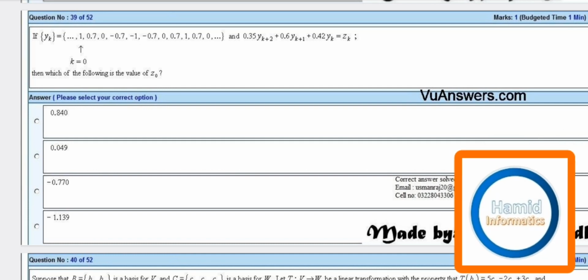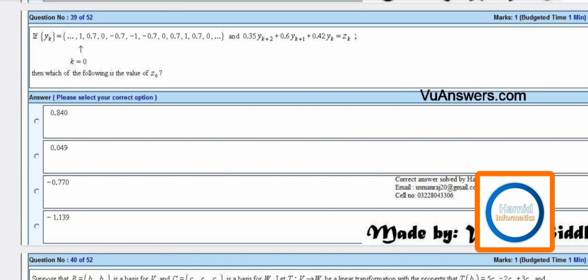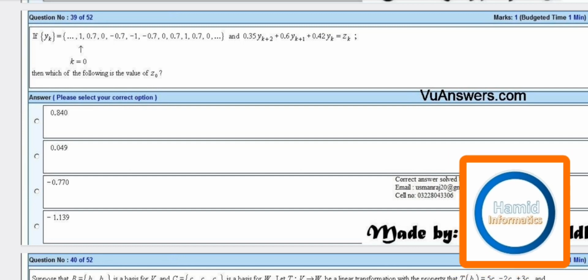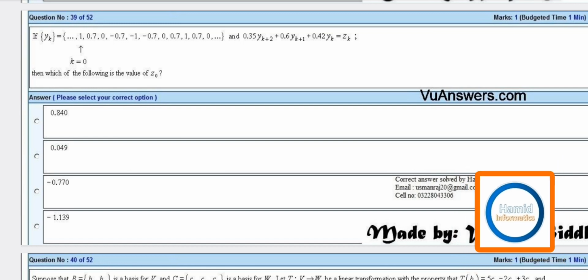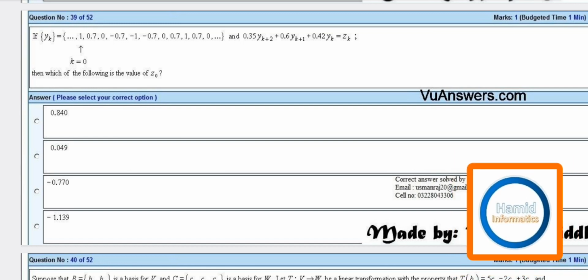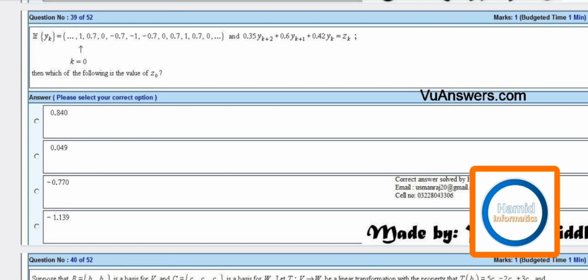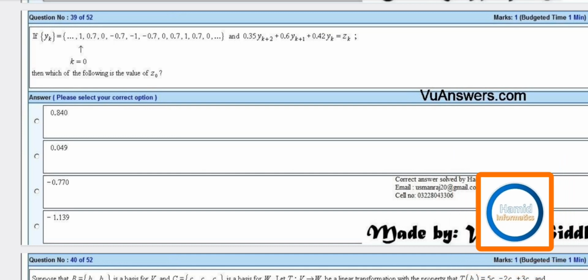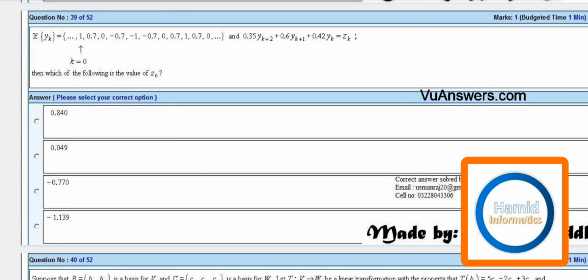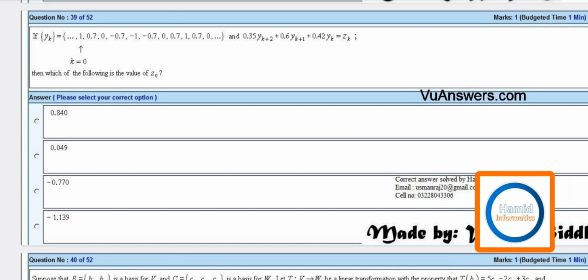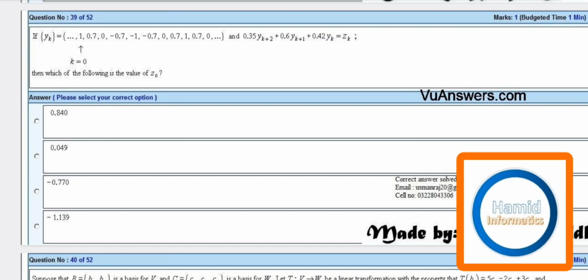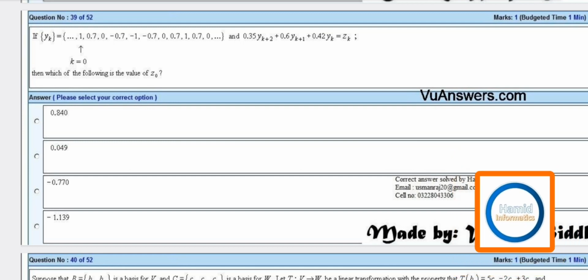Next question is: if y_k equal to ..., 1, 0.7, 0, -0.7, -1, -0.7, 0, 0.7, 1, 0.7, 0, ... and 0.35 y_{k+2} plus 0.6 y_{k+1} plus 0.42 y_k equal to z_k, where k equal to 0, then which of the following is the value of z_0? And the answer is -0.770.